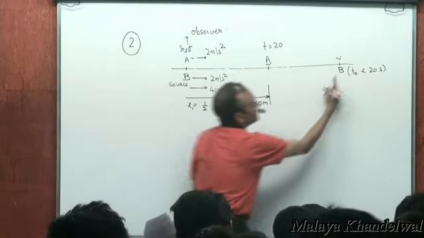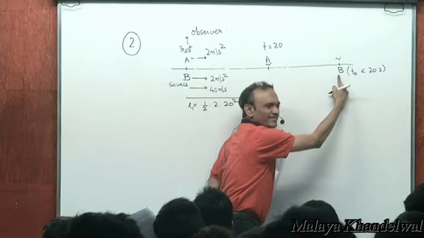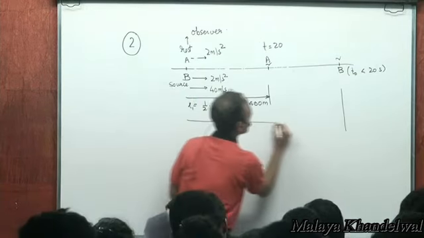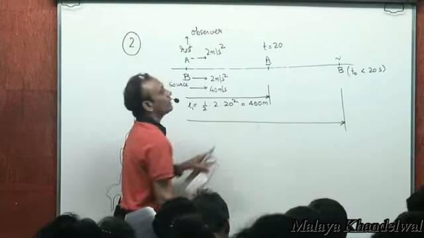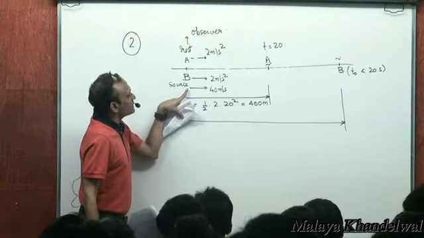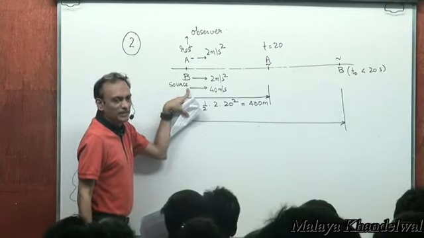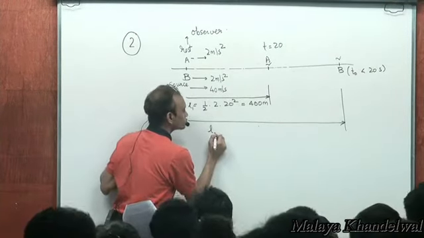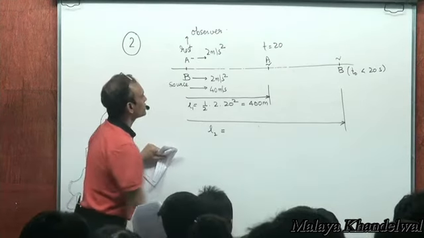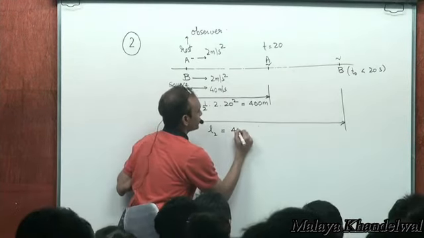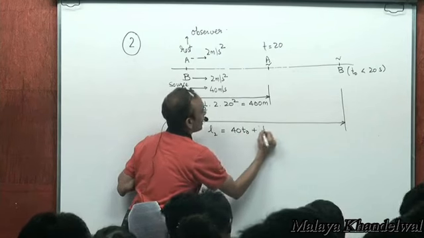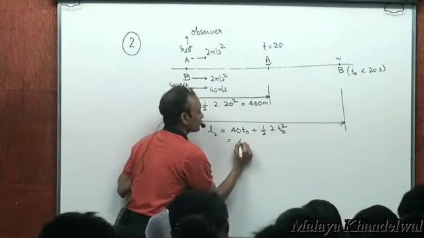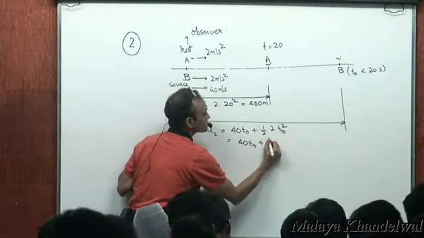Right. B, when it emitted the pulse, was here at t equal to t naught. And in t naught seconds, I can calculate the distance traveled by B, ut plus half at squared. L2 must be 40 t naught plus half of 2 into t naught squared, which is 40 t naught plus t naught squared.